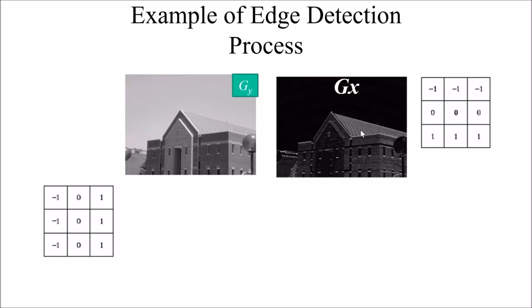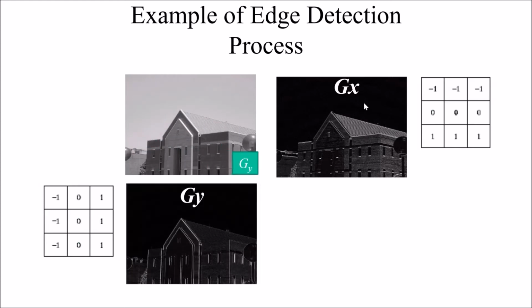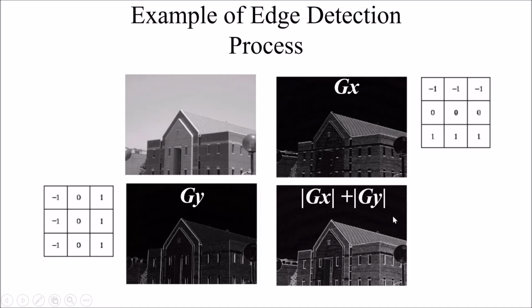So we repeat the same process, which is we slide throughout the image. And finally, we have this GY image, which is the output response with respect to the y direction. This is the output response with respect to the x direction. So finally, we find the total magnitude from gx and gy. So this is the combination of magnitude from gx and gy.